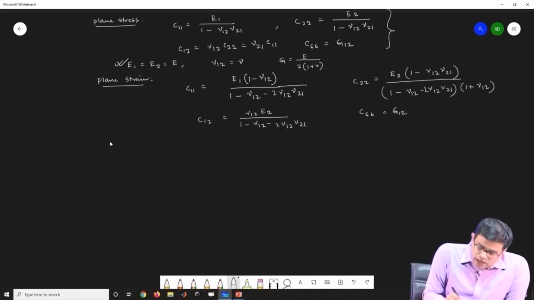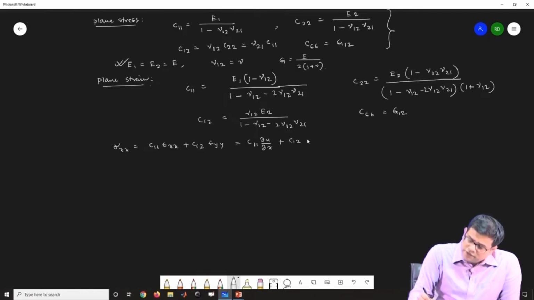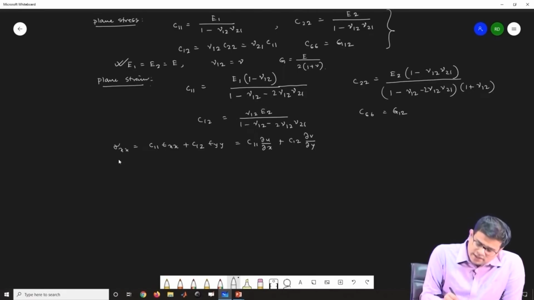For instance, sigma xx we can write as C11 epsilon xx plus C12 epsilon yy, that is C11 del u del x plus C12 del v del y. And sigma xy, if I write, is nothing but C66 into 2 epsilon xy.